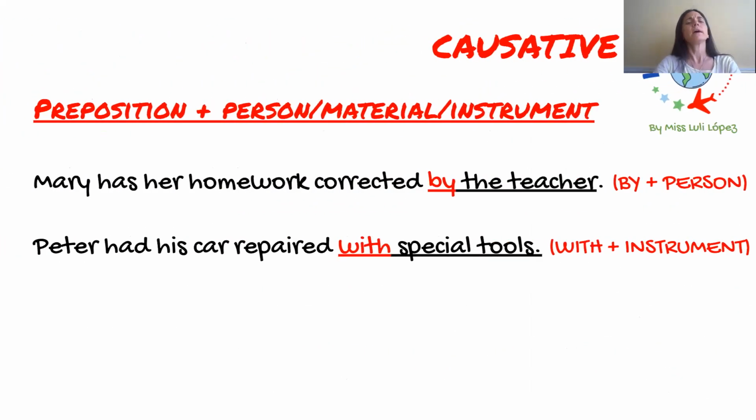And the last thing, preposition plus the person or material or instrument would be, for example, Mary has her homework corrected by the teacher, so it's by plus the person, or Peter had his car repaired with special tools, with plus an instrument. Okay, and basically that would be for today.